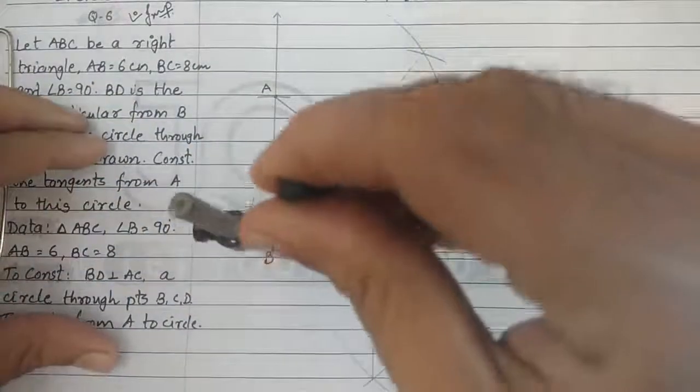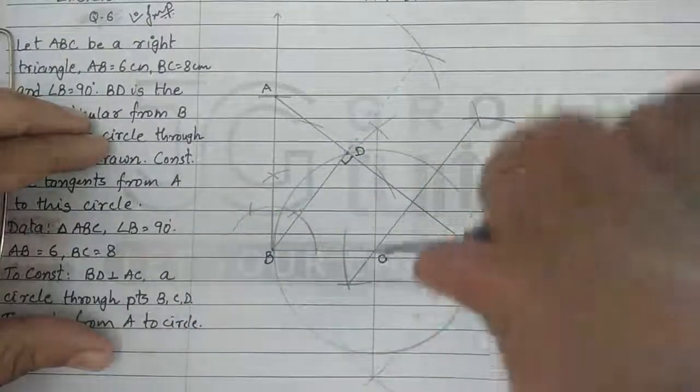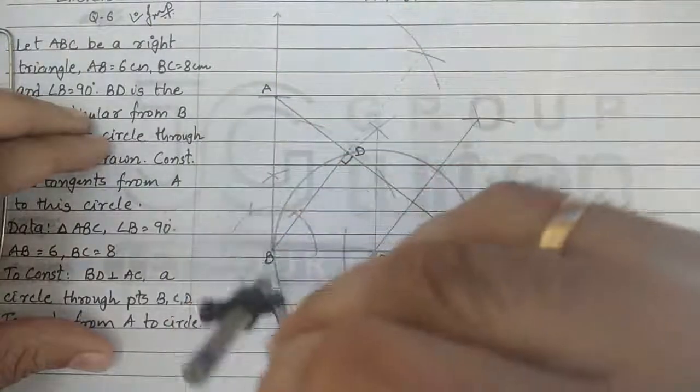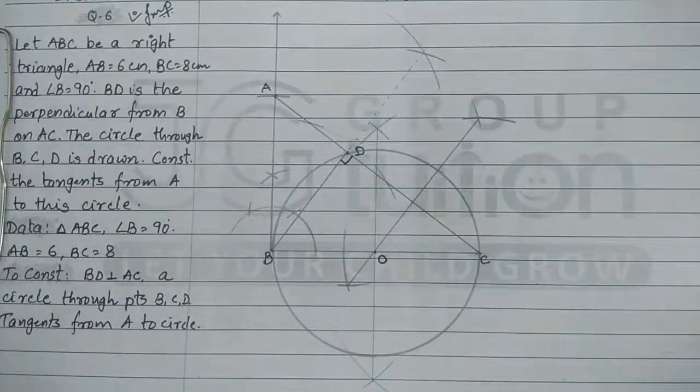So let us construct. This is what we require in the question. We have to construct a circle passing through points B, C and D. See students, this is another important aspect of constructing a circle. तो ये circle बन गया.